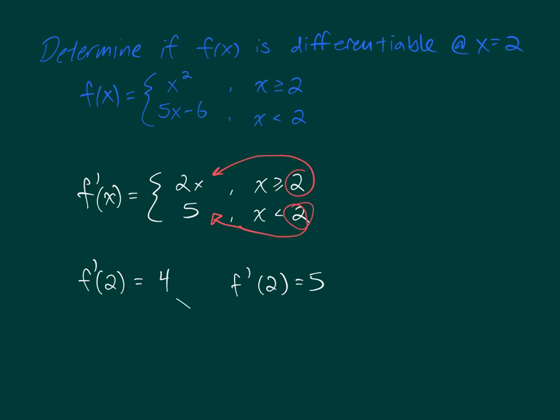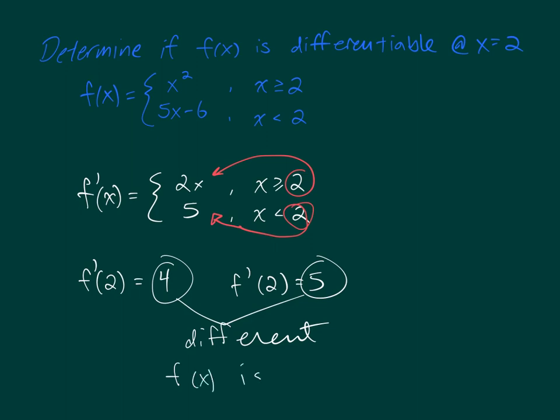So since these are different values, we have 4 and 5, then the original function is not, and that's the important word here, not differentiable at x equals 2.